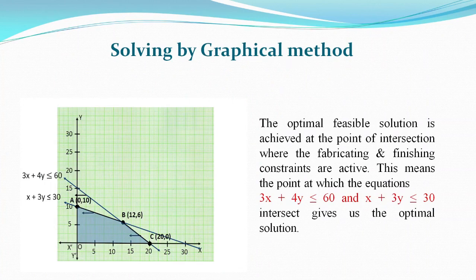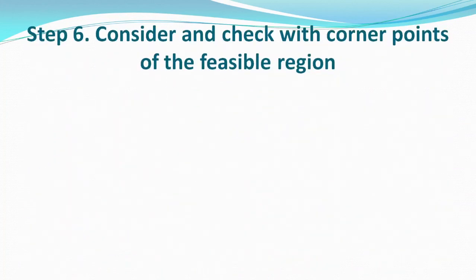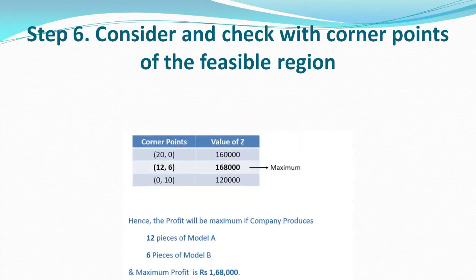The optimal feasible solution is achieved at the point of intersection where the fabricating and finishing constraints are active. This means the point at which the equations 3x plus 4y less than or equal to 60 and x plus 3y less than or equal to 30 intersect gives us the optimum solution. We can see that the blue color region is the feasible region, and we check the corner points of the feasible region. This is step 6.